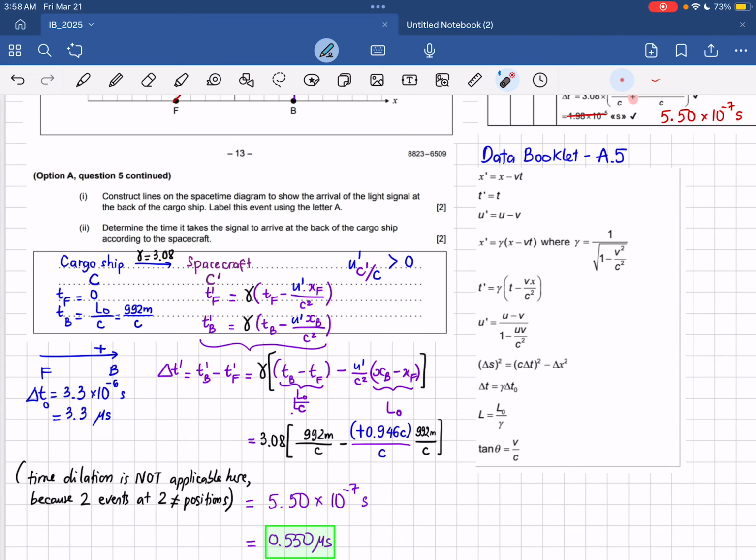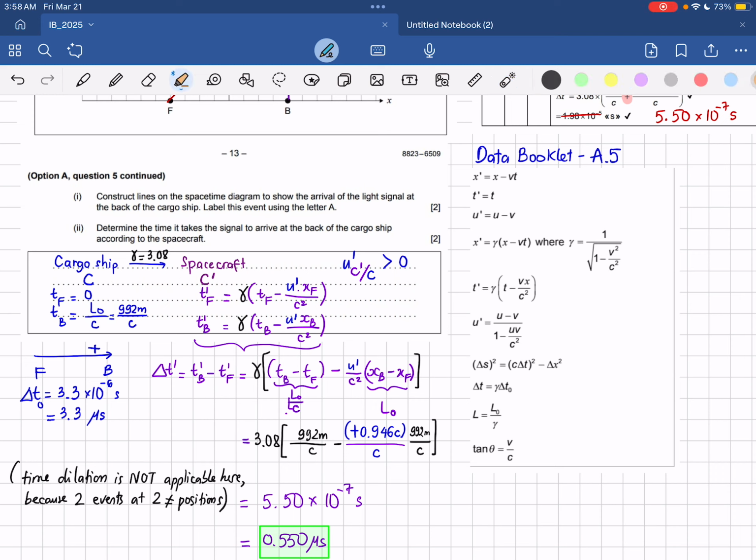So in order to solve this problem, we just have to follow the Lorentz transformation, okay? Whenever you come across this type of question, related to a light signal emitted from one position and then arriving at another position, the best way to do it is using this way. This will be the easiest, safest, most convenient way to solve this kind of question, okay? So here, we go from the cargo ship and we transform everything to the spacecraft.